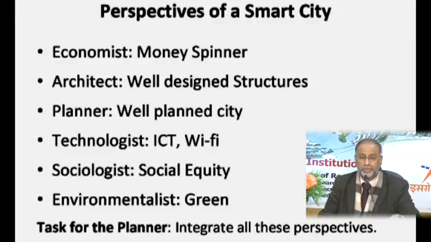Sociologists would be comfortable to declare a city as a smart city if the society has equity in various forms. The environmentalist, on his or her part, would say that a green city is a smart city. If the city's water bodies are good, the green part of the city is retained, not only retained but nurtured, and boulevards and hillocks and so on are preserved and nurtured, then according to the environmentalist, the city will be a smart city. Can we say that only one or the other of these definitions is right to define a smart city?